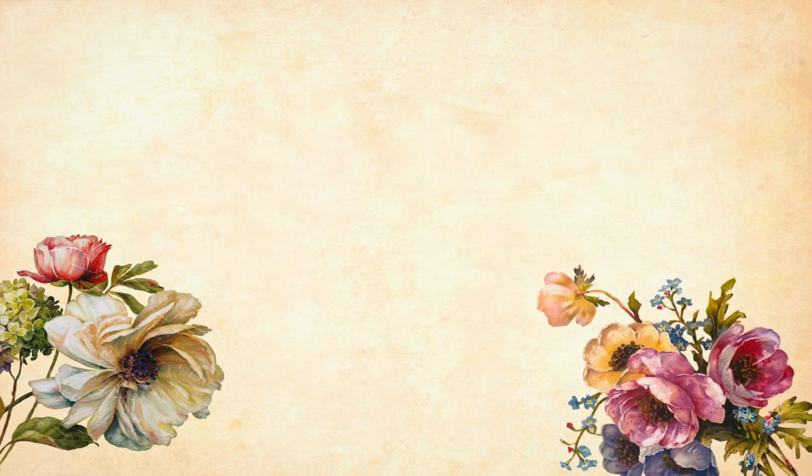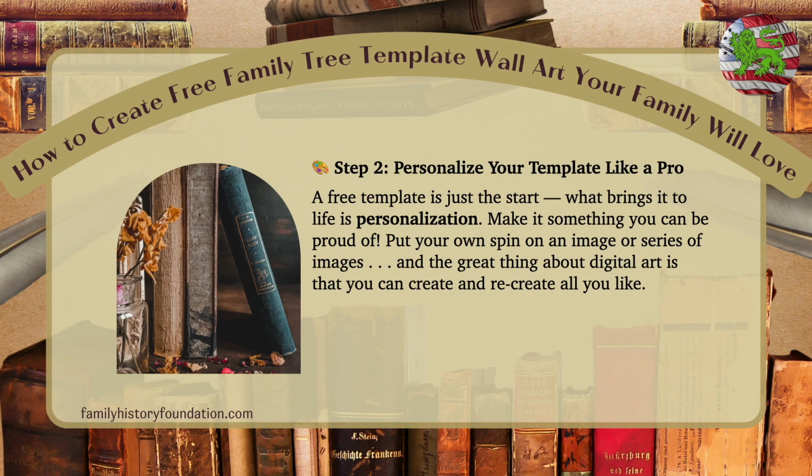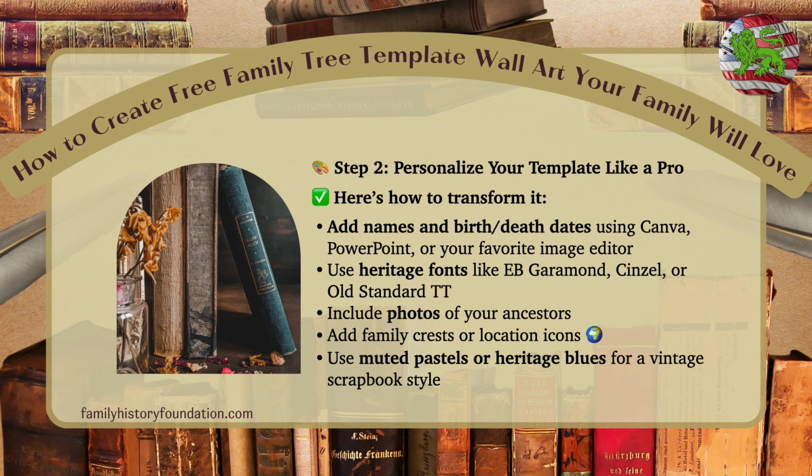But here's the cool part. Once you get started, you're going to uncork that tap of inspiration, and it's just going to flow out of you. Okay, so personalize your template. Pick your template. Now get in there and put things on it. Okay, and here's how you can transform it. You can add names and birth, death dates. You can have a picture. You can add those bits of information on there. You can use Canva, PowerPoint, or your favorite image editor if you want to.